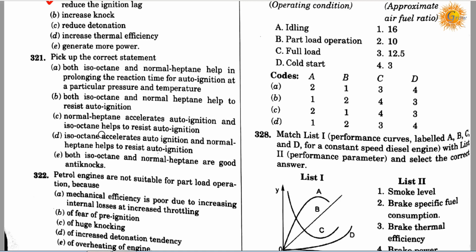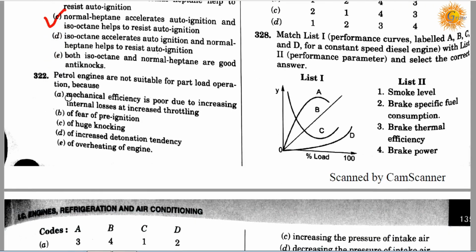So the correct statement is C, normal heptane accelerates auto ignition and isooctane helps to resist auto ignition. Question number 322. Petrol engines are not suitable for part load operation because, option A, mechanical efficiency is poor due to the increased internal loss at increased throttling.